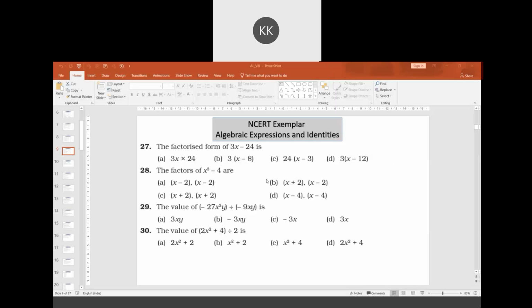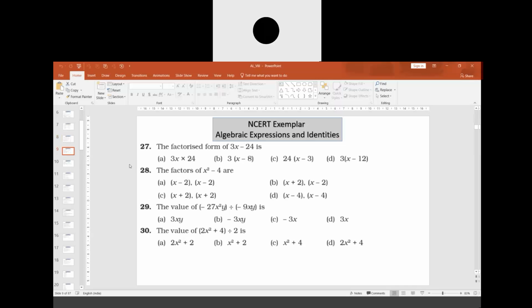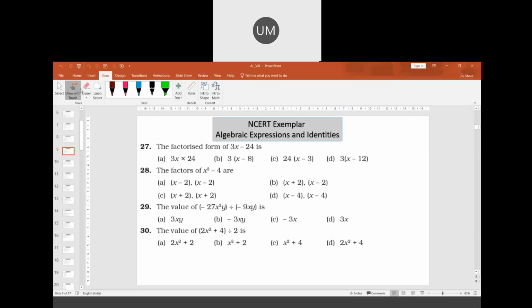Sir, 27. We had solved this, 26, number of factors. This was the last question. Yes, sir. Now we are on the 27th question. We shall discuss question 27 onwards.